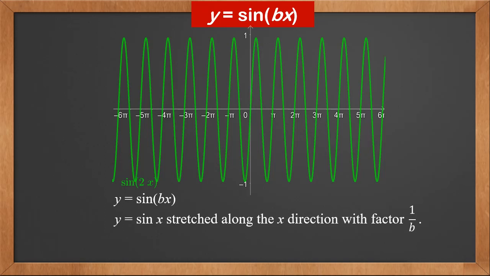This is the graph of y = sin 2x. It is stretched in the x direction with a factor of 1/2. The period becomes π. In general, the period of sin bx becomes 2π or 360 degrees over b. Here b is 2, so the period becomes 2π over 2, which is π. If you are given a graph, you can find the period from the graph, and then find b as 2π over the period.